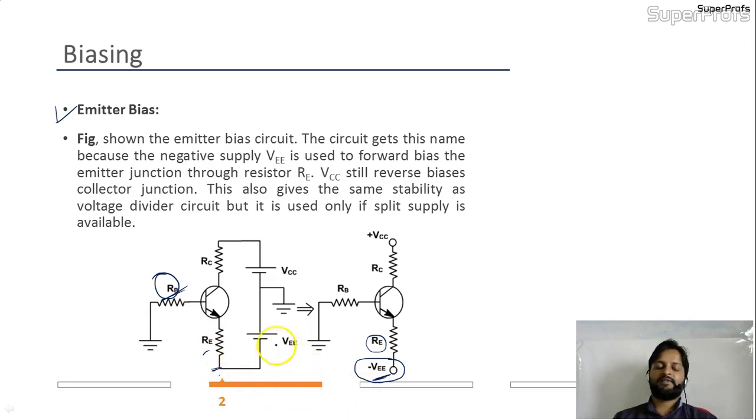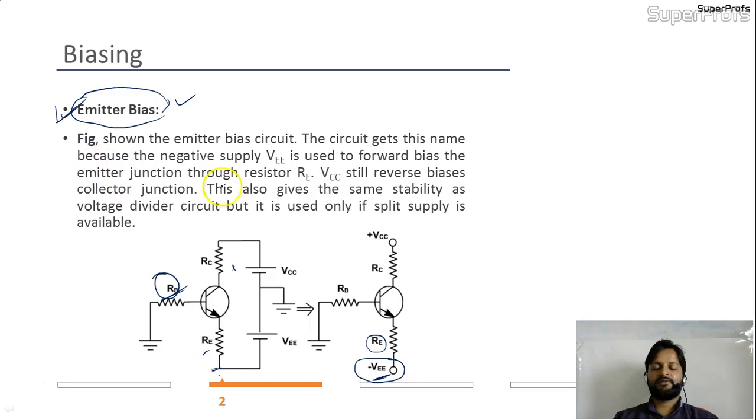But here in this case, the name itself is saying that emitter is biased. Means you have applied something to emitter. You have applied some energy to emitter. Okay. So here we applied minus VEE to make it forward bias. VCC still reverse biases the collector junction. Okay. This also gives the same stability as voltage divider circuit, but it is used only if split supply is available. Okay. So this is the brief about emitter biasing.